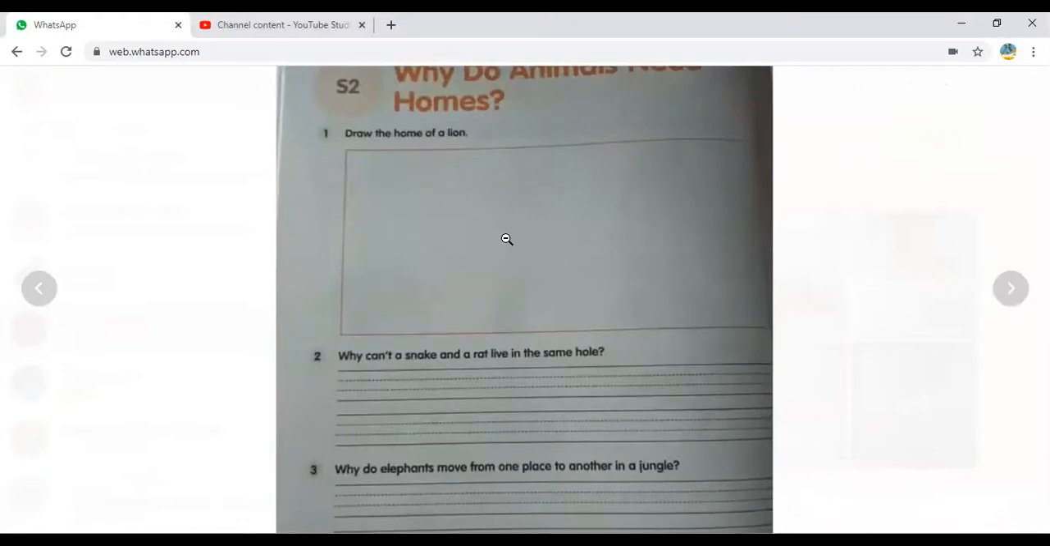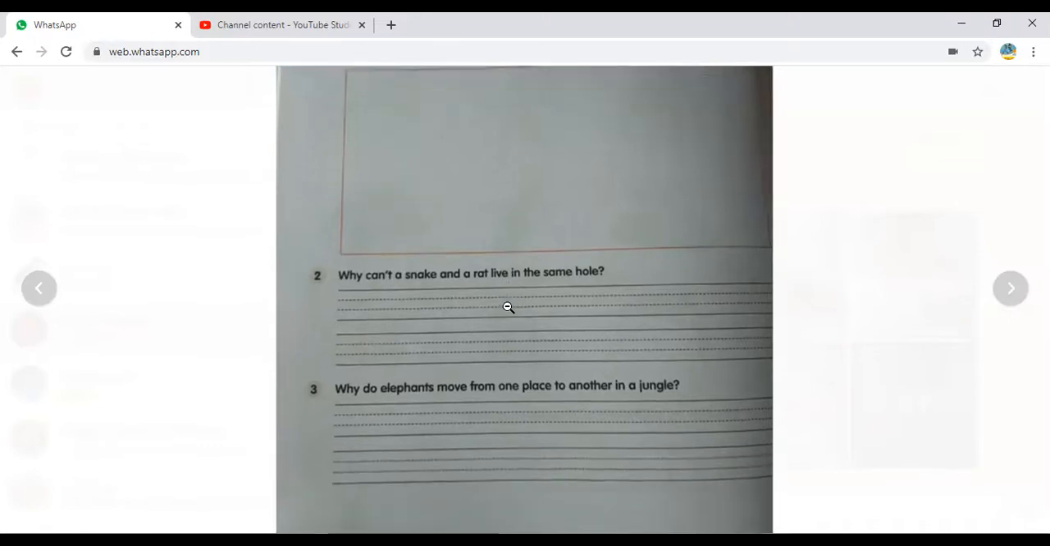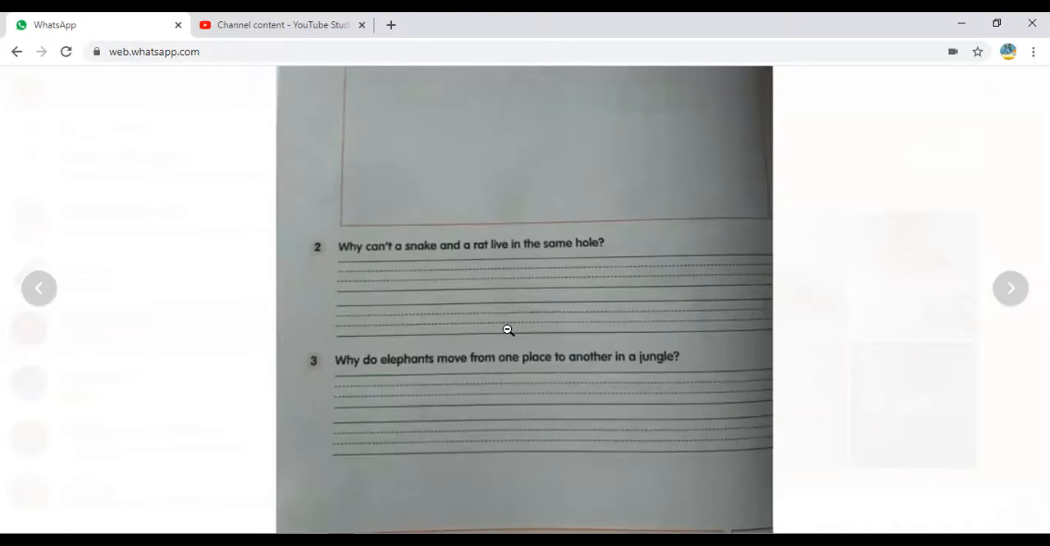First picture you can draw den. Okay, next question children, go to the next question. Why can't a snake and bat live in the same hole? Okay, a rat and a snake in the same hole.